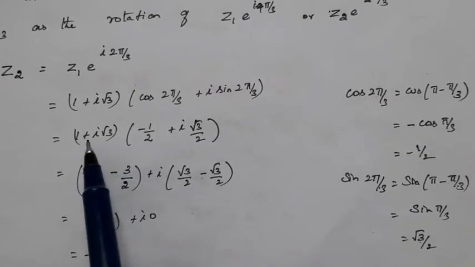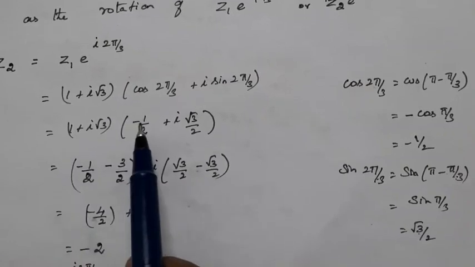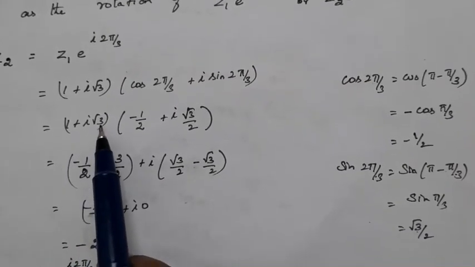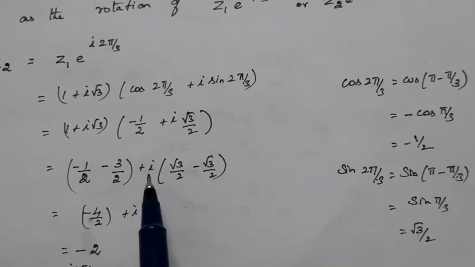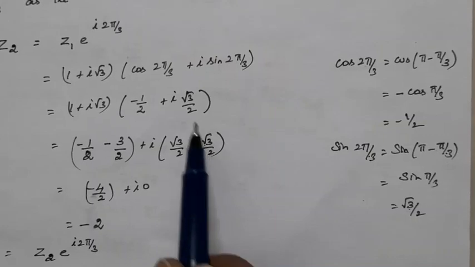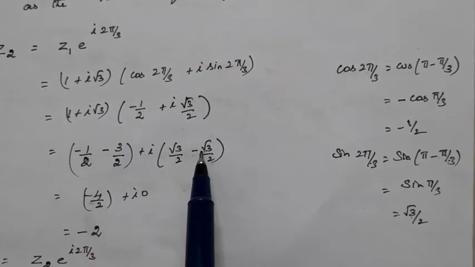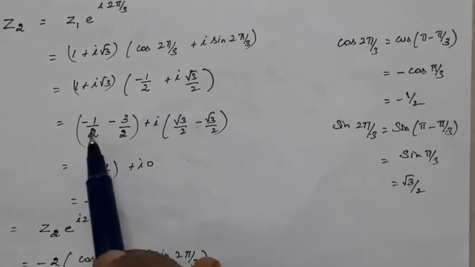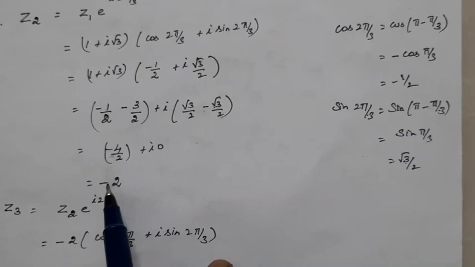So, let us multiply these two numbers which are in the rectangular form using the multiplication rule. So, real into real, minus 1 by 2, minus imaginary into imaginary. So, root 3 into root 3 by 2, that is 3 by 2. Then plus i into imaginary into real. As it is minus, I have written here, and then real into imaginary, that is root 3 by 2, minus root 3 by 2. Now, this gets cancelled. So, minus 1 by 2 minus 3 by 2 is minus 4 by 2, plus i into 0, that is minus 2.